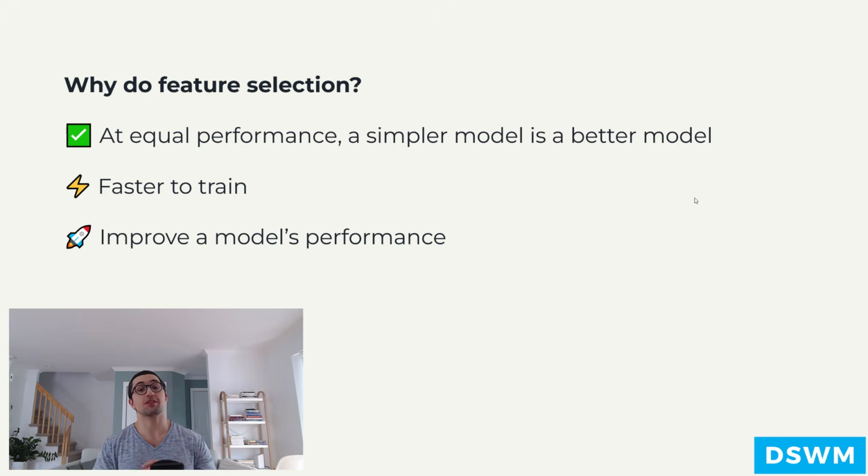But first of all, before we actually jump into the details, we need to know, why do feature selection at all? The first reason is because, at equal performance, a simpler model is a better model. Take two models, one of them uses 10 features, the other one uses 5 features, and if both of them have the same performance, then you should really use the model with only 5 features. That is because it is simpler to maintain, faster to train, needs less feature engineering, and is also less prone to overfitting in the future.